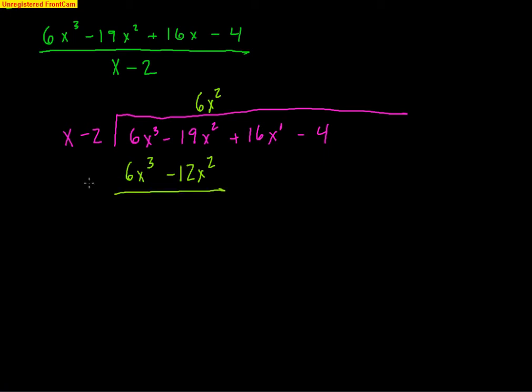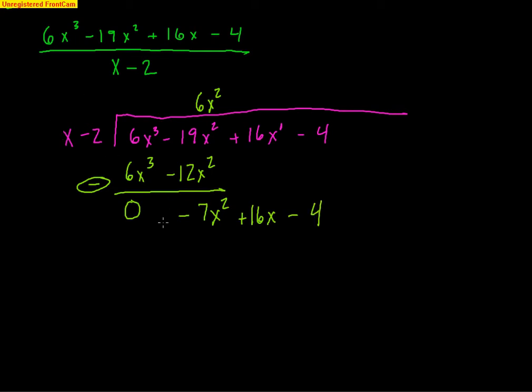Now, just like in regular division, I am going to subtract. I like to circle my subtraction sign because I always forget to subtract, so it helps remind me. 6x cubed minus 6x cubed is 0. Negative 19 minus negative 12. Be careful because that second negative will turn into a positive, so that really becomes negative 19 plus 12, because of the minus a negative, so that ends up being negative 7x squared. And then we're going to drop down the 16x, and we're going to drop down the minus 4 and start the whole process over again.